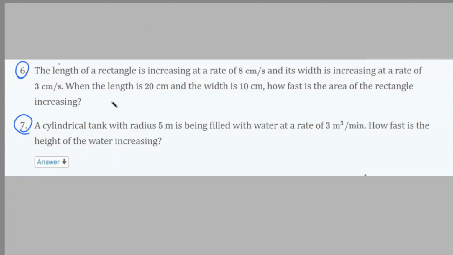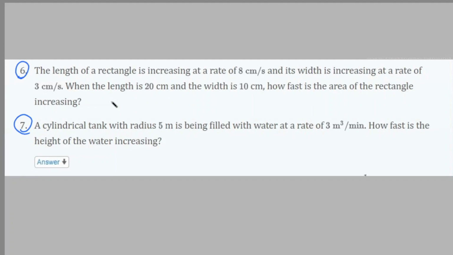Alright, so let's take a look at number 6. Number 6 is the length of a rectangle is increasing at a rate of 8 centimeters per second, and its width is increasing at 3 centimeters per second. When the length is 20 centimeters and the width is 10 centimeters, how fast is the area of the rectangle increasing?